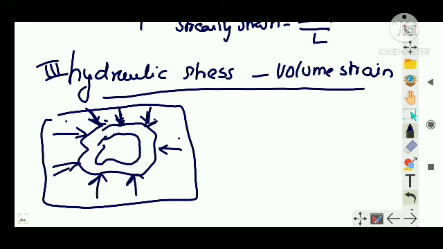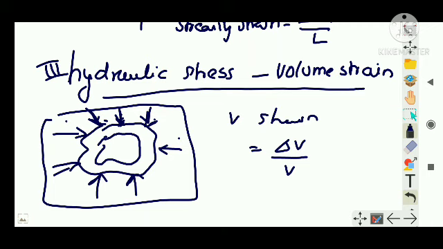This stress is known as hydraulic stress, or somewhere you might read it as hydrostatic stress also, but it is usually hydraulic stress, or it is also called hydraulic pressure. Right. So volumetric strain I can say is very easy. What is volumetric strain or volume strain? It is the change in volume per initial volume. Right. That is volume strain.